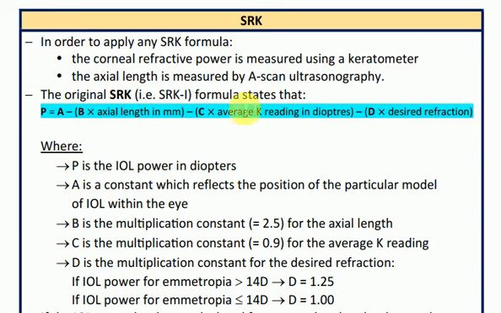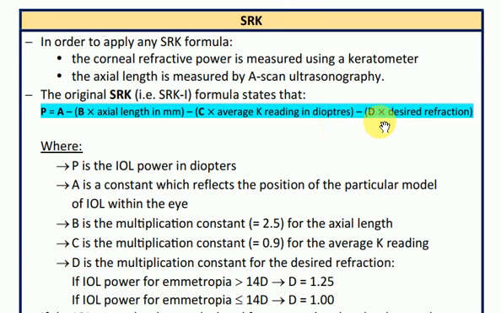The original SRK1 formula states that P is equal to A minus B multiplied by axial length in millimeters, minus C multiplied by average K reading in diopters, minus D multiplied by desired refraction. P is the IOL power in diopters. A is a constant which reflects the position of the particular model of IOL within the eye. B is the multiplication constant, equal to 2.5, for the axial length. C is the multiplication constant, 0.9, for average K reading. D is the multiplication constant of the desired refraction.